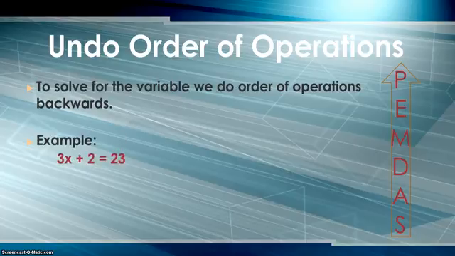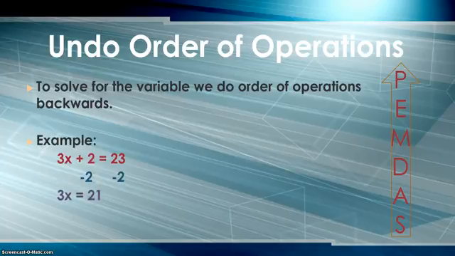So for 3x plus 2 equals 23, we're using our order of operations backwards, so we're going to start at the bottom here. We've got an addition. We don't have a subtraction. So we're going to undo the addition first by subtracting, because they're inverse operations. That gets rid of our 2 on the left side and gives me 21 on the right.